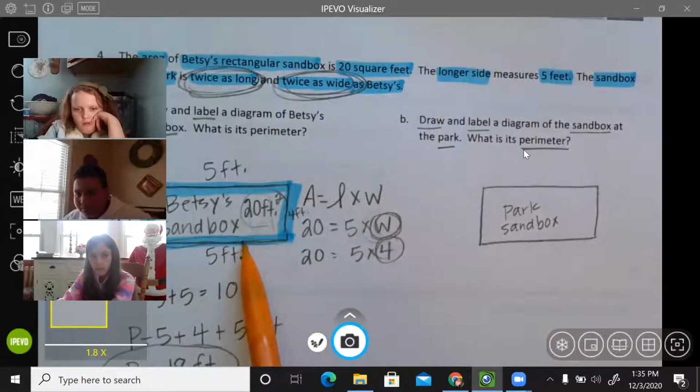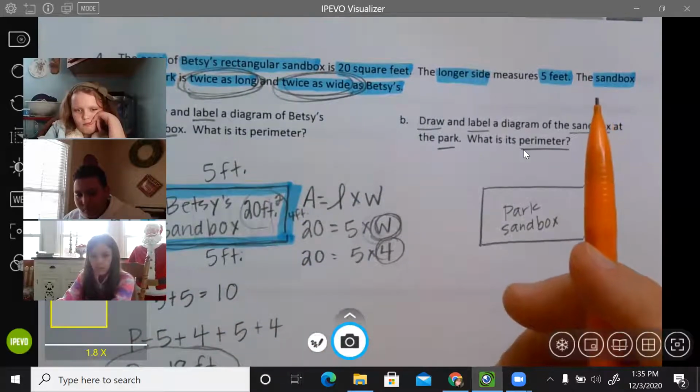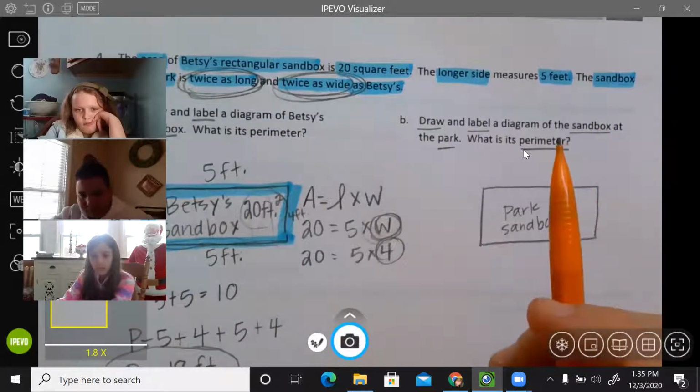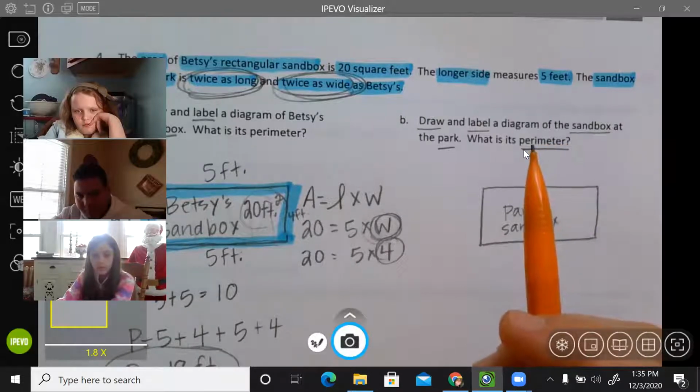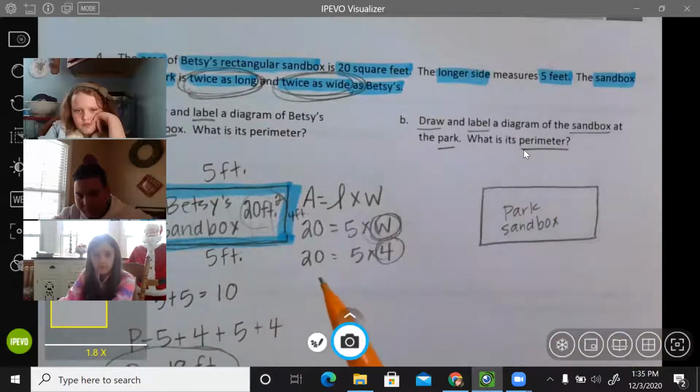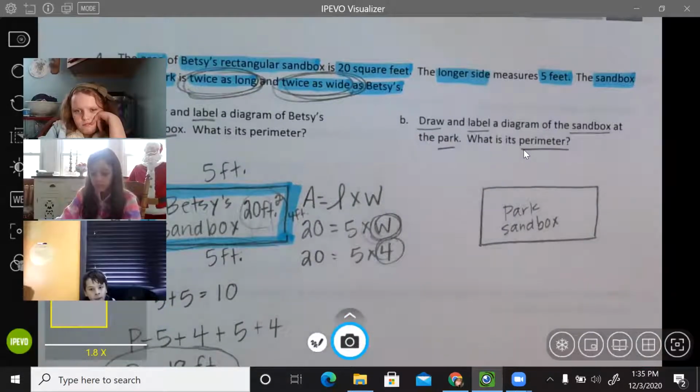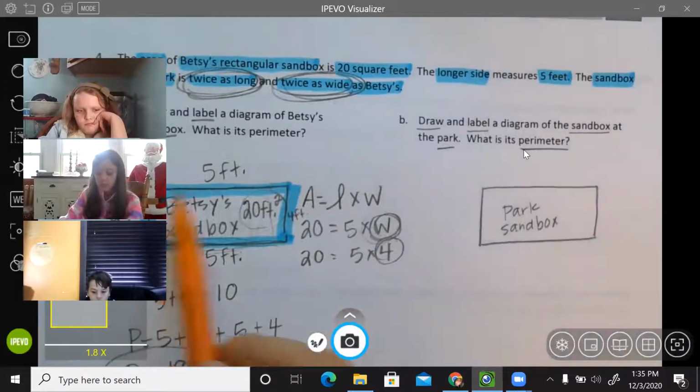20 feet. No, that's the area. How long is Betsy's sandbox? Look at the picture. We drew it. How long is the sandbox? 18 feet. No, that's the whole way around. That's the perimeter. We're just looking for the length. Remember, length is the one side. How long it is. 5 feet. 5 feet. Here's our length.